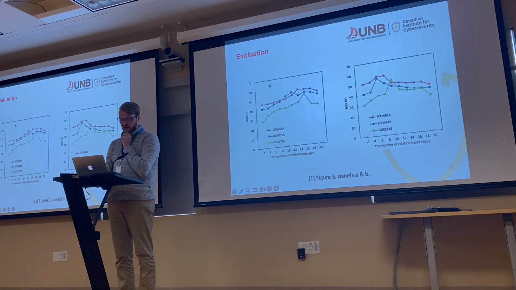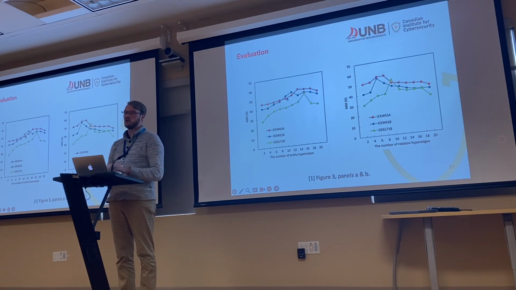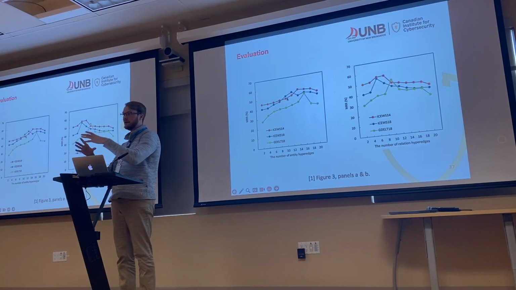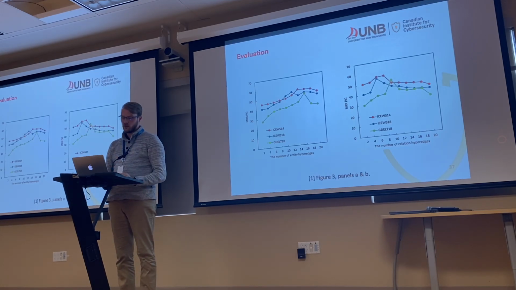Here, in terms of the evaluation, they also look at varying the number of entity hyperedges as well as the number of relation hyperedges. So how many groups we're allowing in each of these time steps. We can see here that as we increase the number of entity hyperedges, the results increase up to a certain point. And as we do the same for the number of relation-based hyperedges, they start to decrease after a certain point. So finding that optimal number of hyperedges is important.